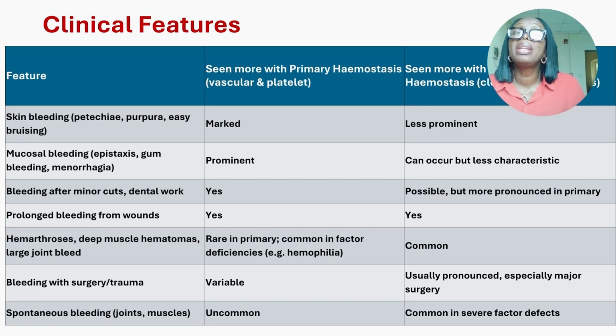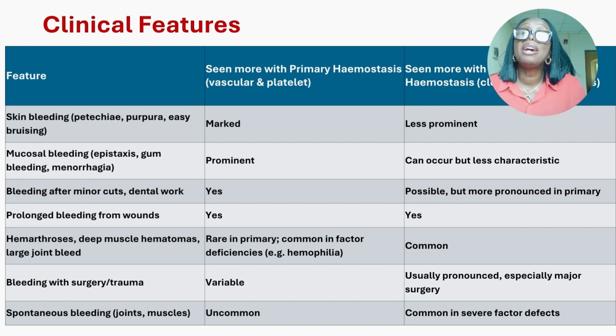Now, skin bleeding, petechiae, purpura or easy bruising is marked in primary hemostasis defects, and much less prominent in patients with defects in secondary hemostasis. Then mucosal bleeding, epistaxis, gum bleeding or menorrhagia is prominent in defects of primary hemostasis. It can occur in secondary hemostasis, but it is not very characteristic of secondary hemostasis defects.